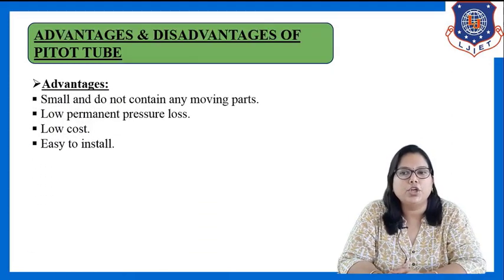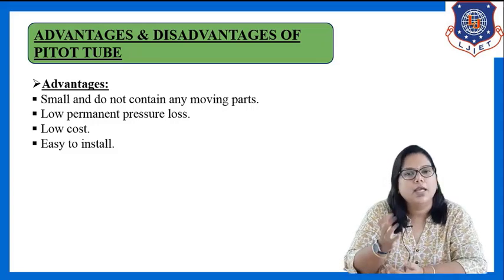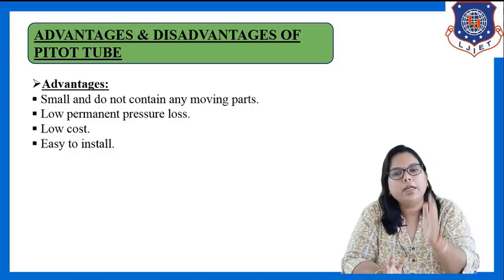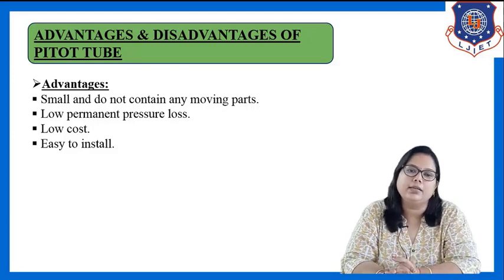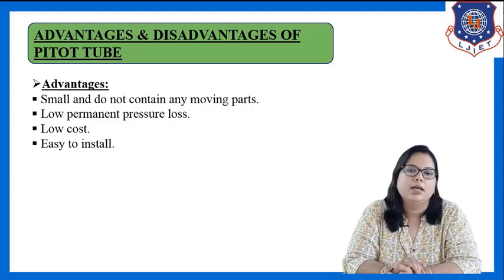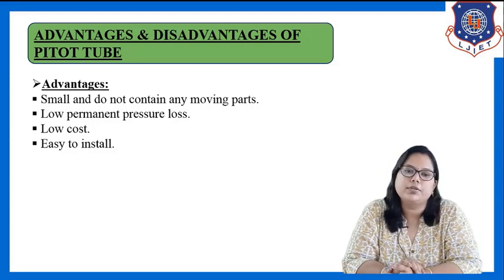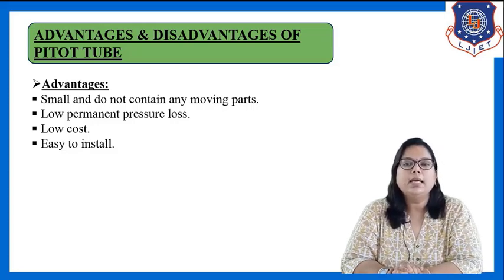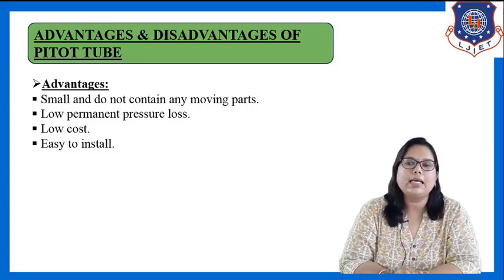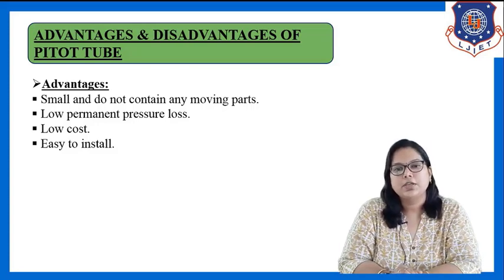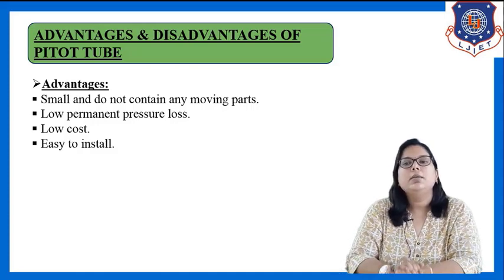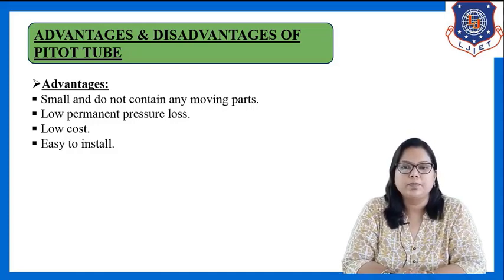Advantages of this Pitot tube: it is very small and does not contain any moving parts. As I already told you, a Pitot tube is nothing but a simple tube which is bent at one angle. So there are no moving parts, and that's why it is very simple in construction. Low permanent pressure drop. In a Pitot tube, there is low pressure loss. I can say it is one of the main advantages of using a Pitot tube.